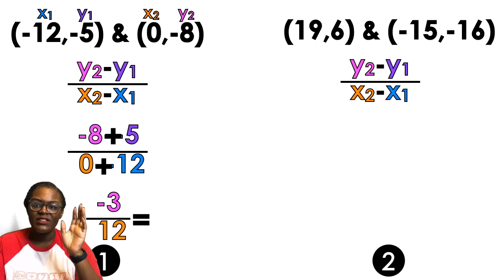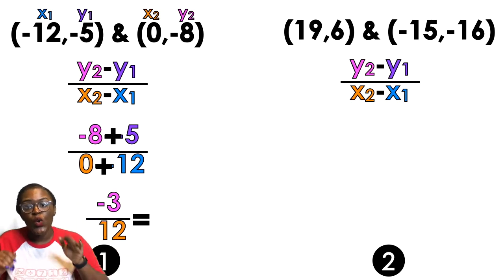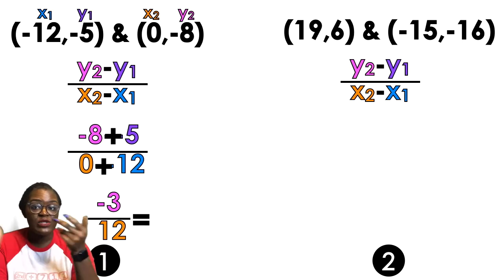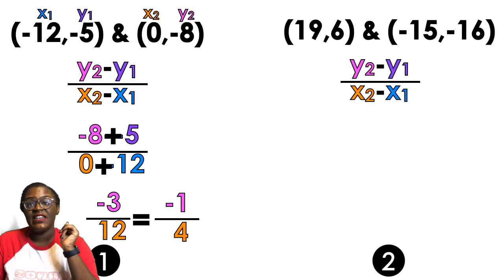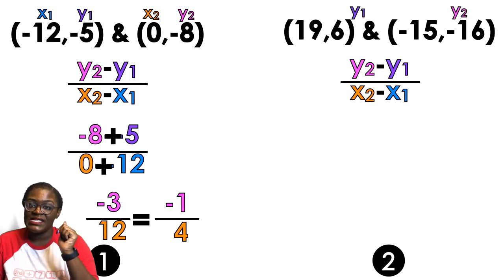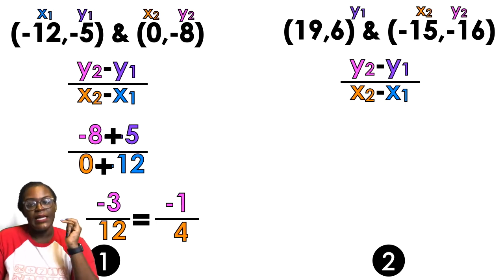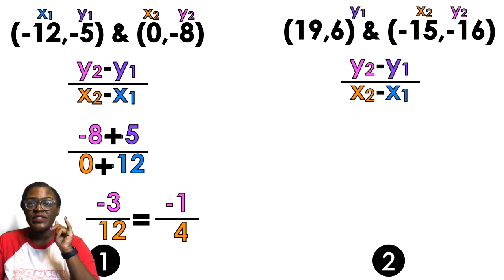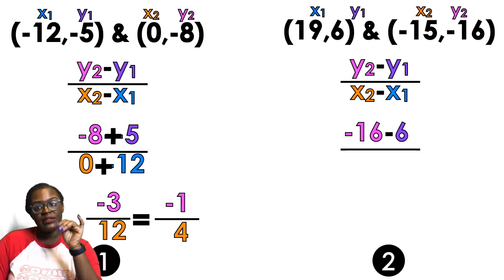Okay? So now let's move on to example number 2. Numero dos. We have to label what's y2, what's y1, what's x2, what's x1. Y2 is negative 16, Y1 is 6, X2 is negative 15, and X1 is 19, baby. So now we're gonna pull them into the formula. So Y2 is pink, so the pink number is gonna be negative 16, and then minus 6 is gonna be Y1.